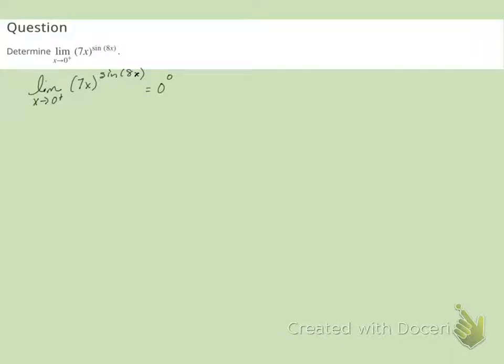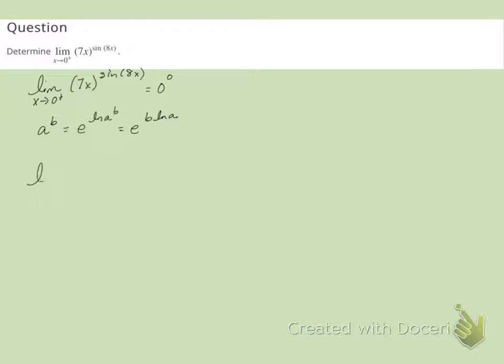So we want to manipulate this so that we can use L'Hopital's rule, but we can only use L'Hopital's rule for 0 over 0 or infinity over infinity. So we're going to use rules of logs. We know that if we have a base a raised to a power b, we can rewrite this as e raised to the natural log of a to the b power. And then again, using rules of logs, this is e raised to the b ln of a. Let's make that a little nicer. So we're going to use that idea for this problem.